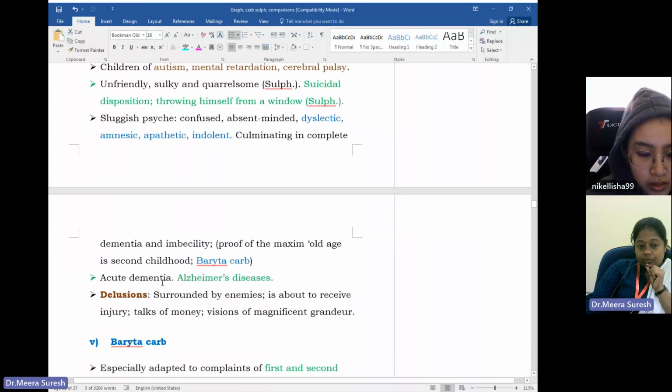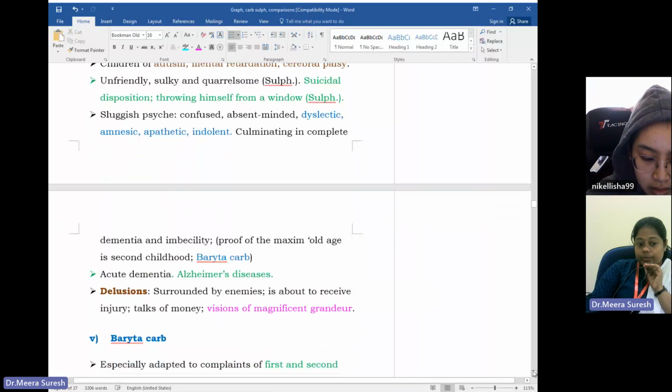Okay. In adults, when they say dementia, it can be the best indicated remedy in case of Alzheimer's. So they have certain delusions that they are surrounded by enemies, visions of magnificent grandeur, that they are about to receive injury, or talks of money. And when we say this delusion, it is also a feature of Sulfur. You remember that? Sulfur has got all these delusions. That's why we call it the ragged philosopher. Even in rags, they see that thing, and also they have the delusion that they are some kings. That's seen in Sulfur. So we could see that symptom in Carbonium sulfuratum also.